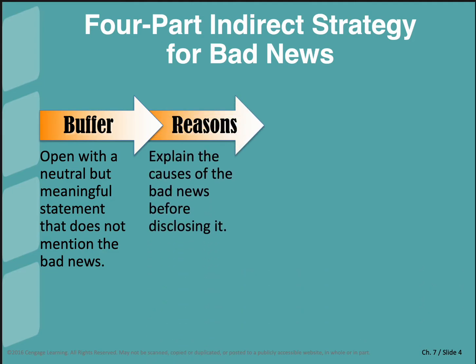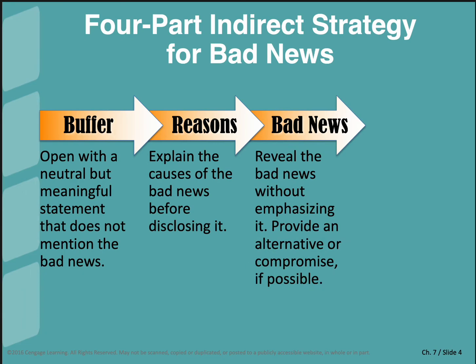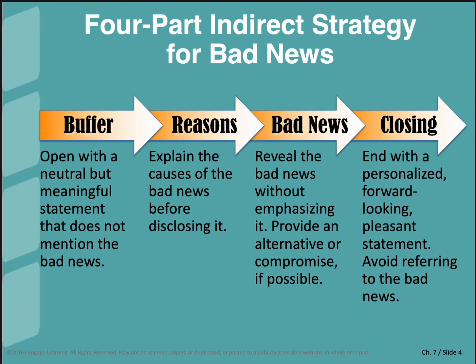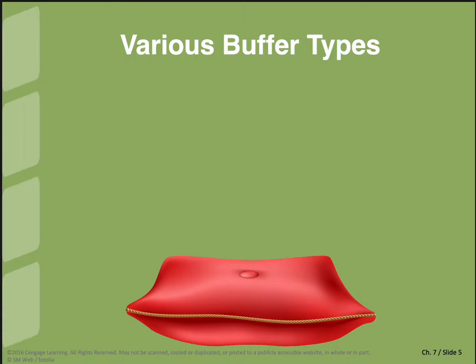Once you give the buffer, you're going to explain the cause of the bad news before disclosing it. If you can make your reasons appeal to your reader or to their sympathies, even better. Once you've given your reasons, then you reveal the bad news, but you do so without emphasizing it. Whenever possible, provide an alternative or compromise. And finally, you always want to end with a personalized, forward-looking, pleasant statement. Again, the tone here should be positive and upbeat. Again, avoid referring to the bad news.